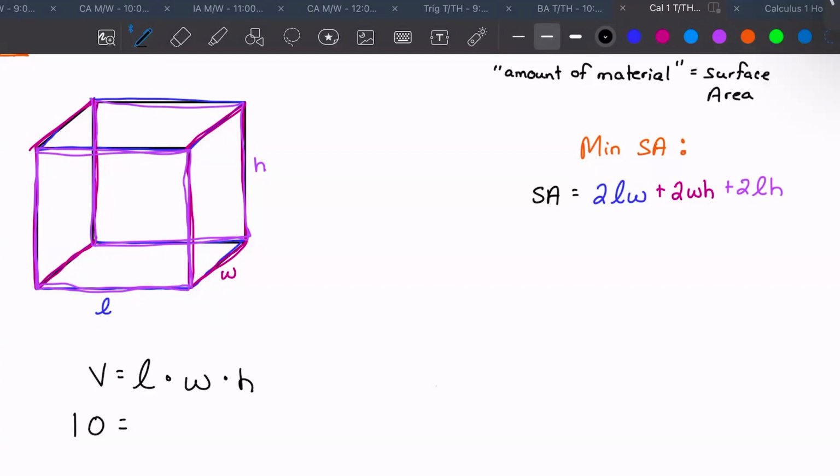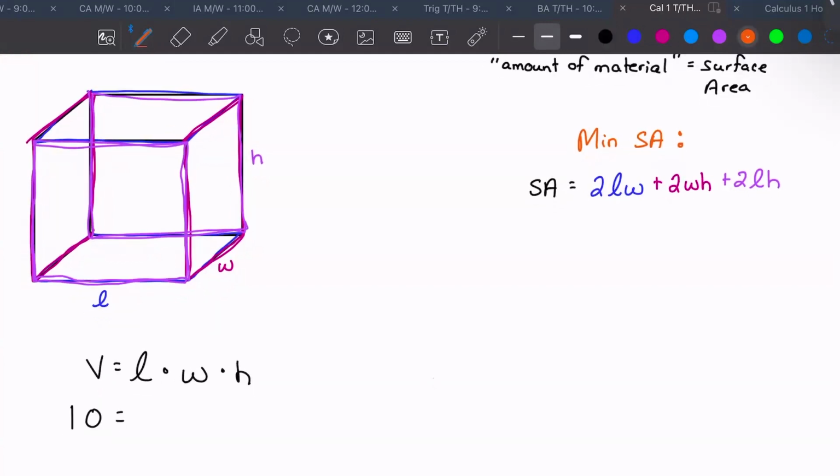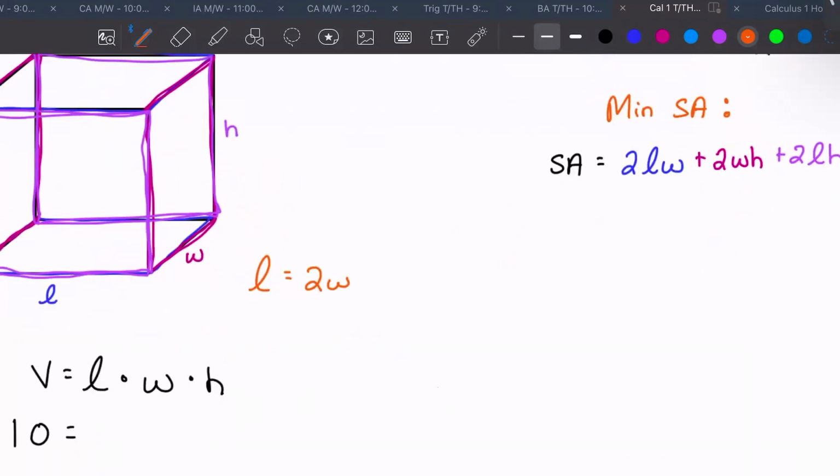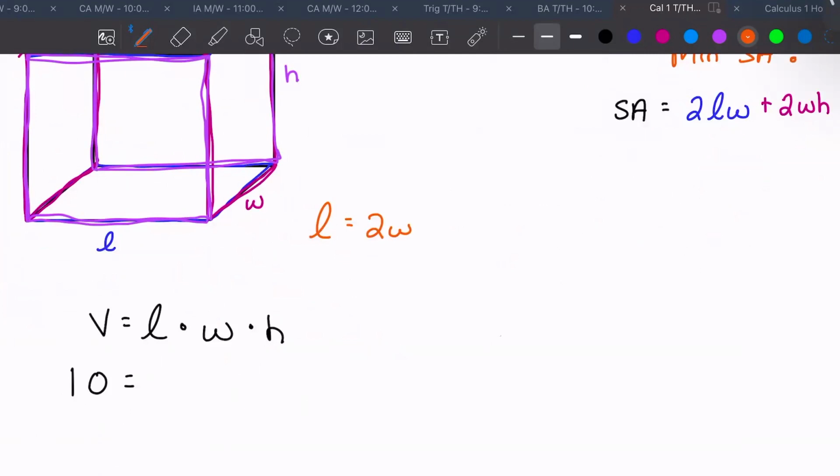We also know that the length is twice the width. It said that in our problem: the length of the base is twice the width. So we could substitute 2W in for L for sure. Then as long as we could write H in terms of W, we'd be good. We would just have W's. So we're gonna plug that in all at once, so just hang on to that.